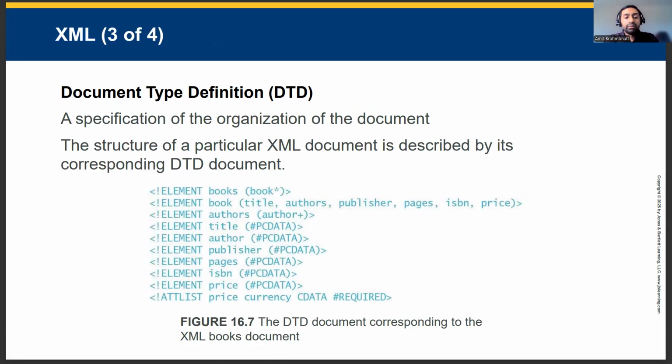A document type definition, DTD, defines the allowed structure of an XML document. It specifies required elements, order, and hierarchy. Software uses DTDs to validate XML documents against expected formats.